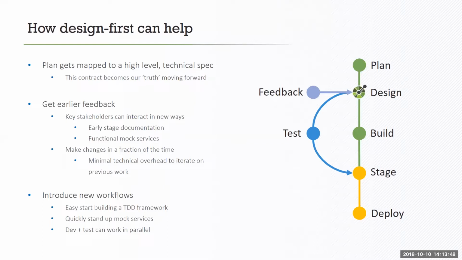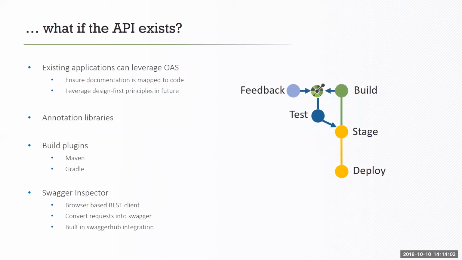We can really leverage that design in potentially a huge number of very useful ways. It's not just something that's nice to have. It actually becomes a functional and integral piece of our development process. So we'll dig into this a little bit more when we get into the demo and some of these different components. I do want to talk a little bit about what if an API exists.